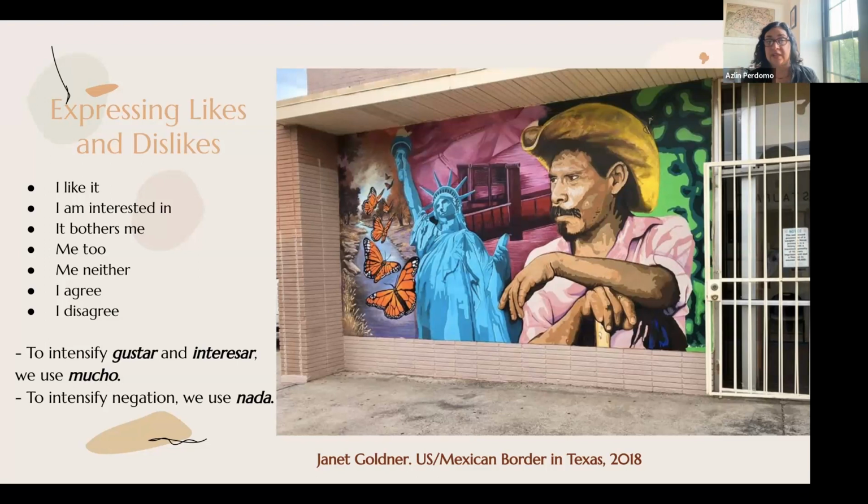So we're expressing likes and dislikes, and students with these images can say, I like it, and they can add more to those simple sentences. They can explain briefly or in a simple manner why, or say I'm interested in. So they're learning yet another structure. It bothers me. So it's also a way of giving students the opportunity to use negative phrases or to learn to express opposites. Me too, me neither, I agree, I disagree. We use these expressions often, estoy de acuerdo o no estoy de acuerdo.